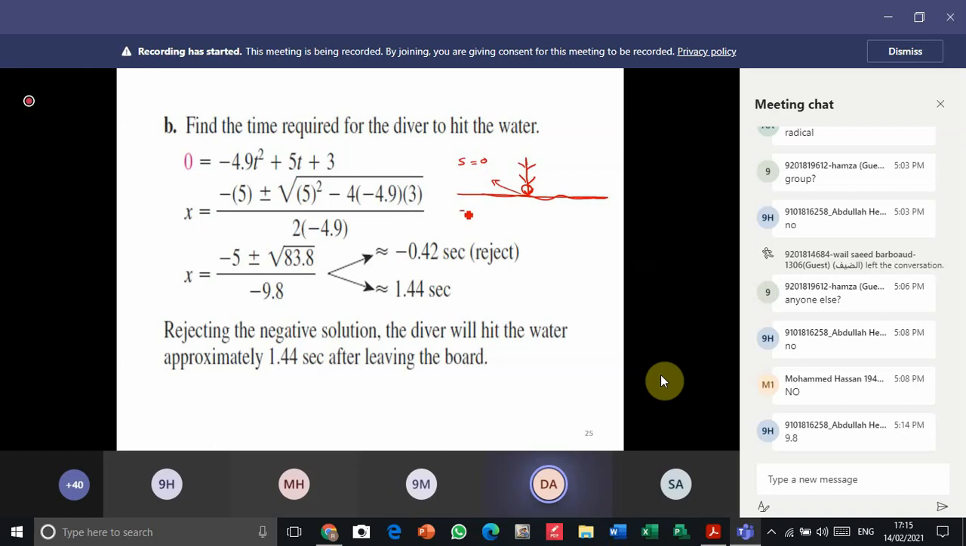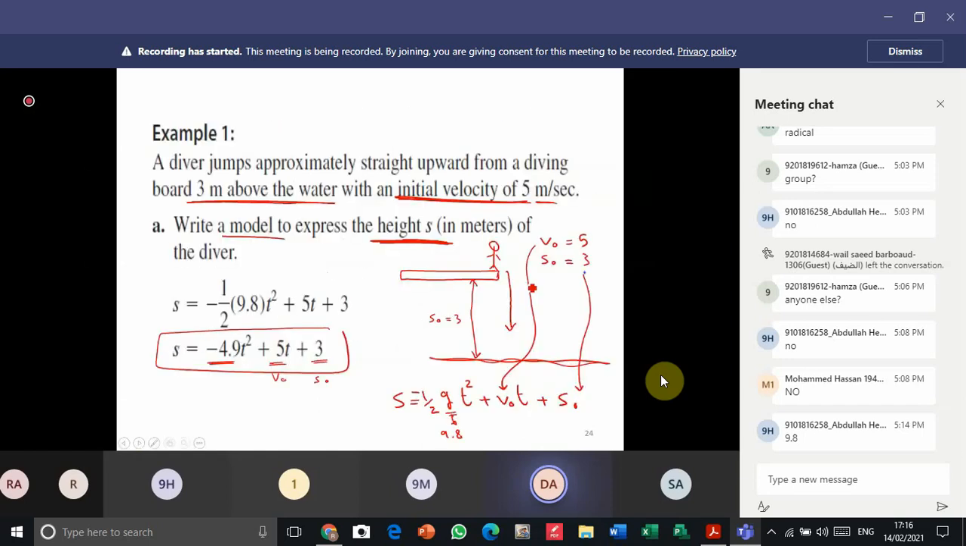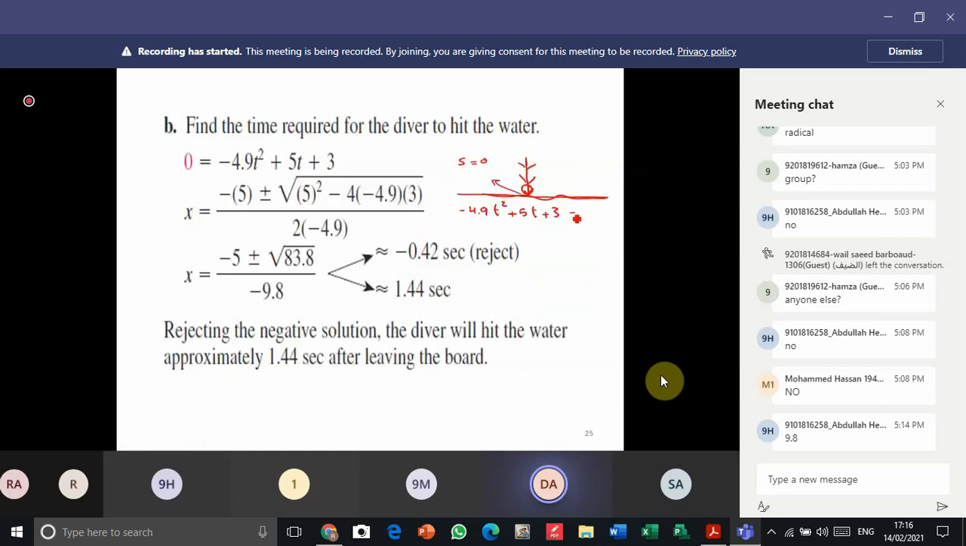So we have minus 4.9t squared plus 5t plus 3. This is the equation of S in the previous slide. This one must be equal to 0, and we need to find the time. So this is equal to what? 0. To compute what? To compute the time the diver reaches or hits the water. We want the time at which the diver hits the water.